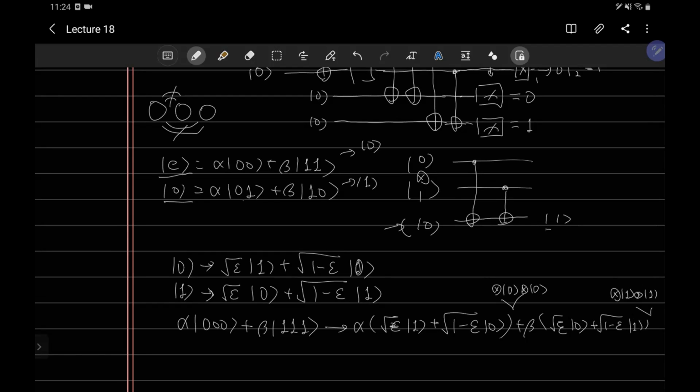And then what I can do is rewrite this situation with the square root of epsilon, and it will be alpha 1 0 0. I will omit the notation for the tensor product. The second term will be beta 0 1 1. So that's one possibility, but there is still another term, which is 1 minus epsilon, and it is alpha 0 0 0 plus beta 1 1 1.